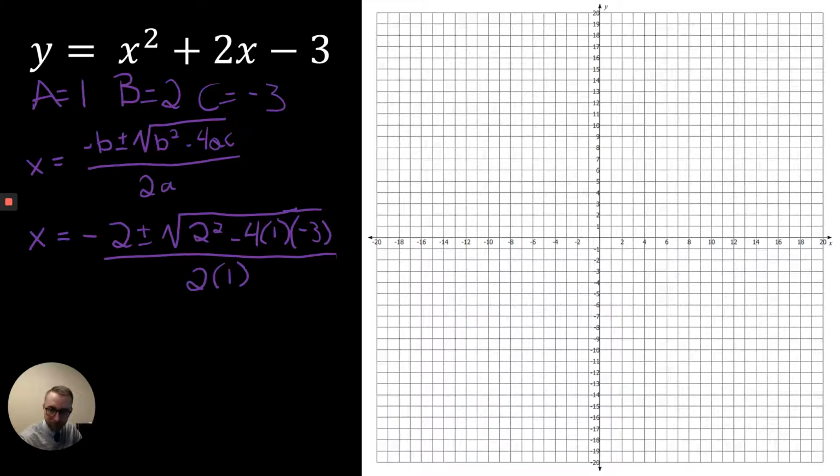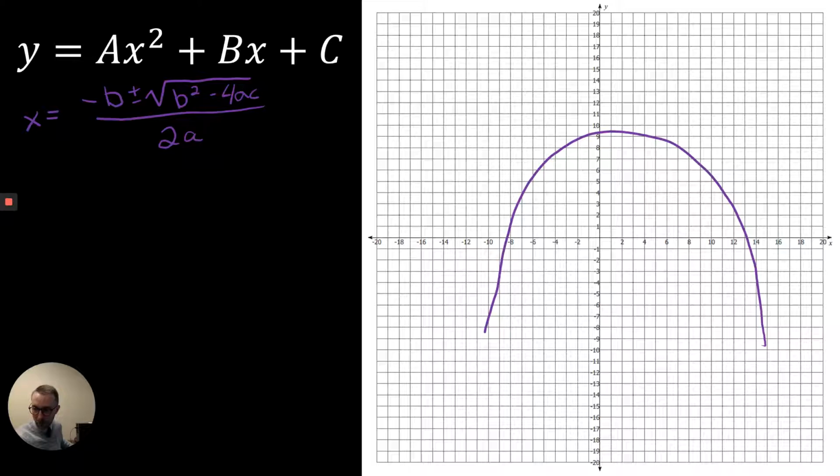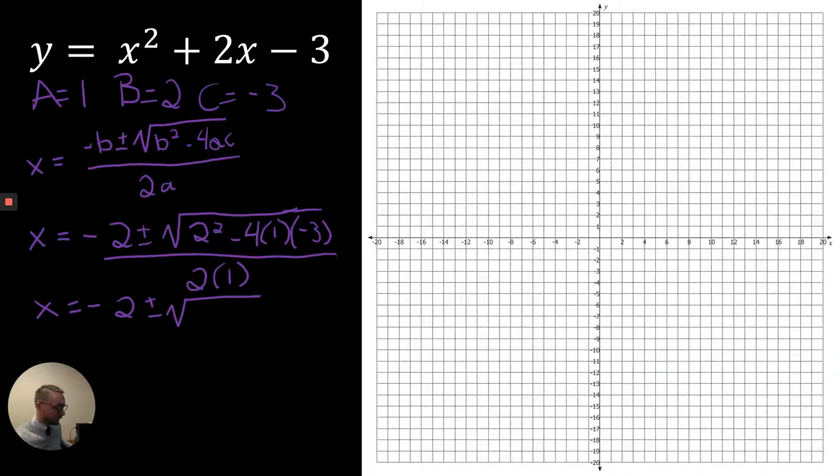So let's start following the order of operations. We're going to take care of everything inside of that square root bracket first. So we'll say x equals -2 plus or minus the square root of, and let's think about this. Let me change color so that we can kind of see what's going on. I'll change to bright green. So here I have 2 squared.